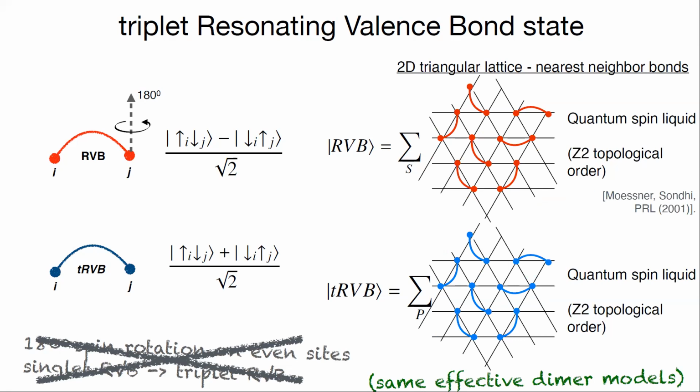For example, if you take a triangular lattice, then you cannot do this trick of rotating every other site anymore, because this is not a bipartite lattice. So in fact, this state and this state are no longer related to each other by a unitary transformation. But at the same time, as I said, it's the same dimer model. So from this dimer model description, you can actually conclude that a TRVB state on the triangular lattice has Z2 topological order, just the same way as it does for singlets.